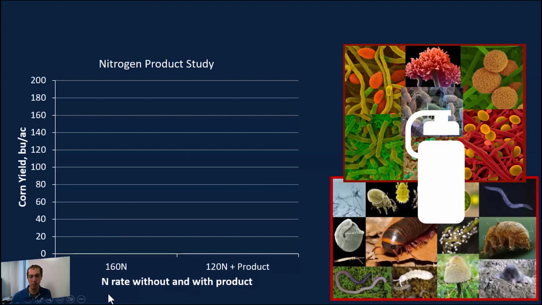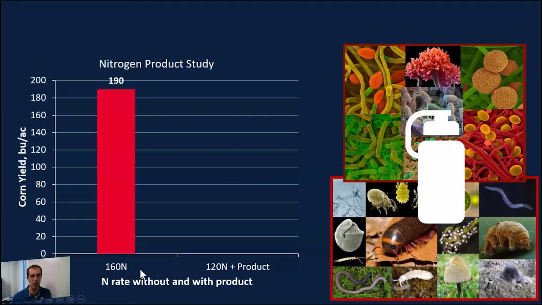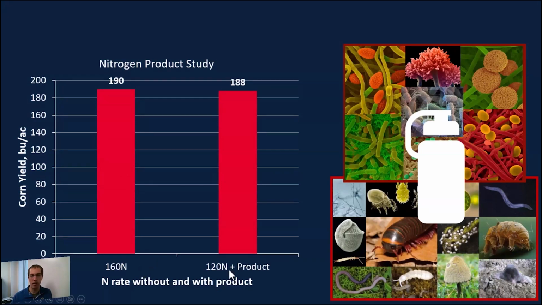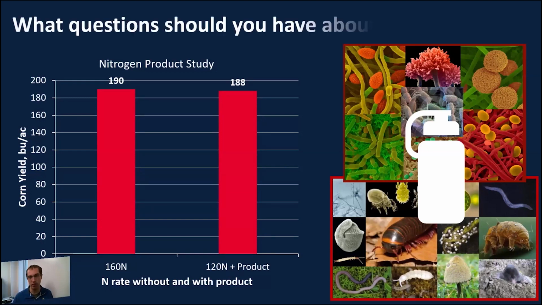They'll say, well, if we put 160 pounds of nitrogen on, we get a yield of 190 bushels. If we put 120 on plus our product, we get 188 bushels per acre. So in essence, you're saving 40 pounds of nitrogen if you use our product. But my question is this: looking at this data, what questions should you now have for that person selling you this product?